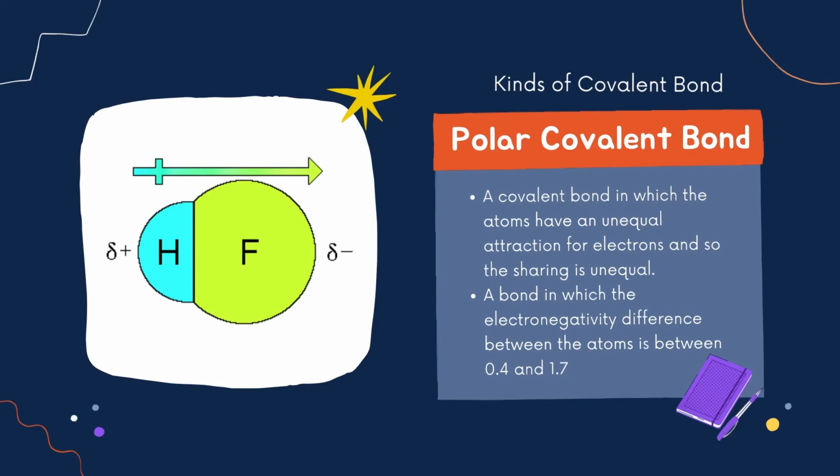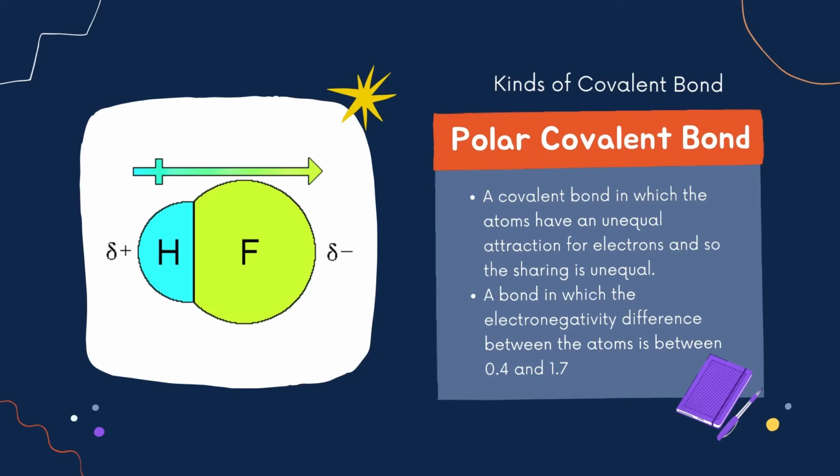Polar covalent bond. A polar covalent bond is a covalent bond in which the atoms have an unequal attraction for electrons, and so the sharing is unequal. In a polar covalent bond, sometimes simply called a polar bond, the distribution of electrons around the molecule is no longer symmetrical. A bond in which the electronegativity difference between the atoms is between 0.4 and 1.7 is called a polar covalent bond.